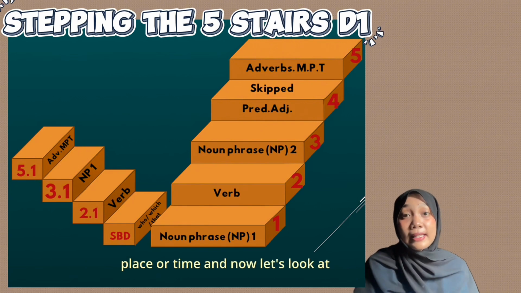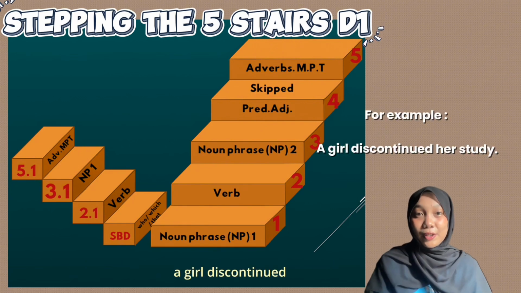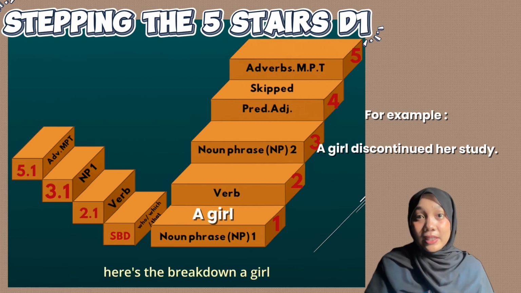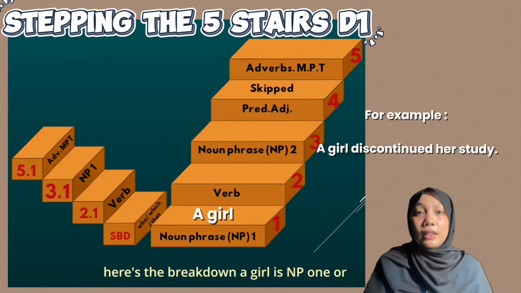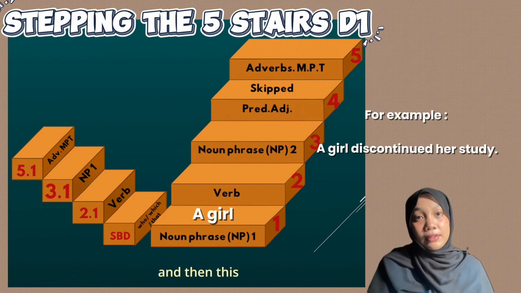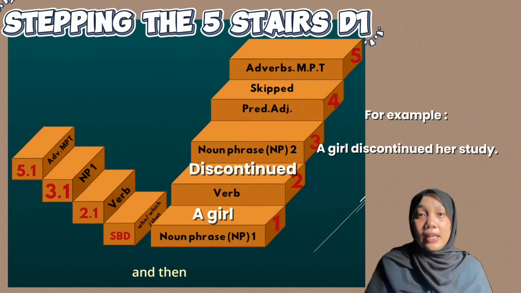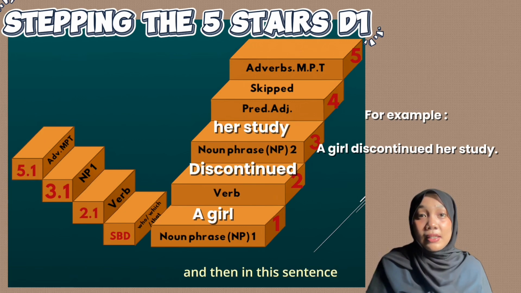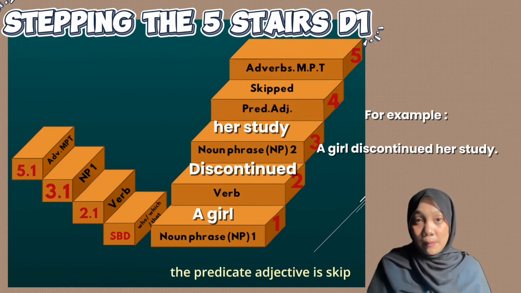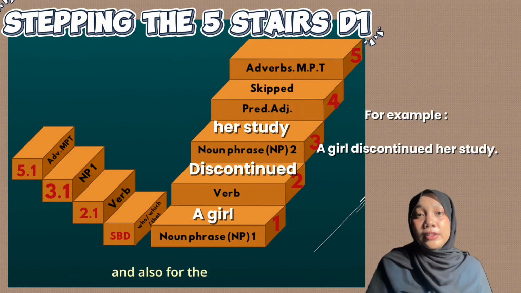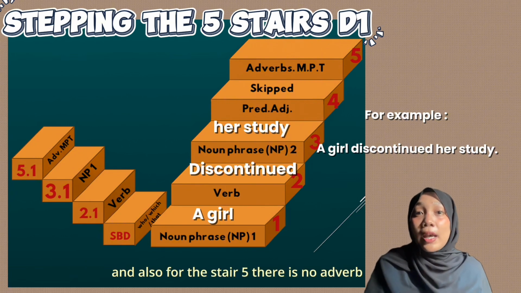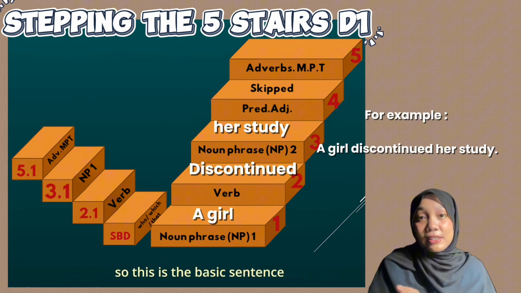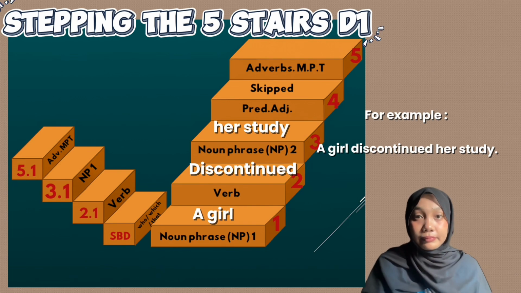And now let's look at a simple example. A girl discontinued her study. Here's the breakdown. A girl is NP1 or the subject, and then discontinued is the verb. And then her study is NP2 or the object. In this sentence, the predicate adjective is skipped. And also for stair 5, there is no adverb of time, place, or manner used. So this is the basic sentence using the 5 stairs.